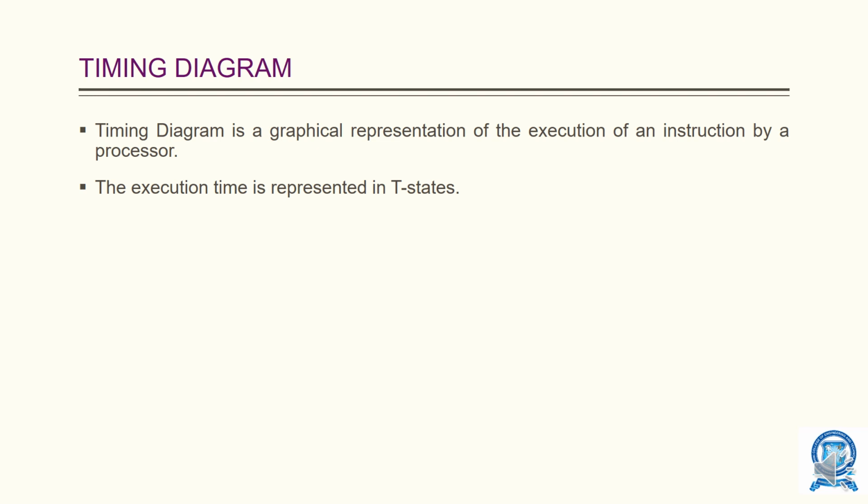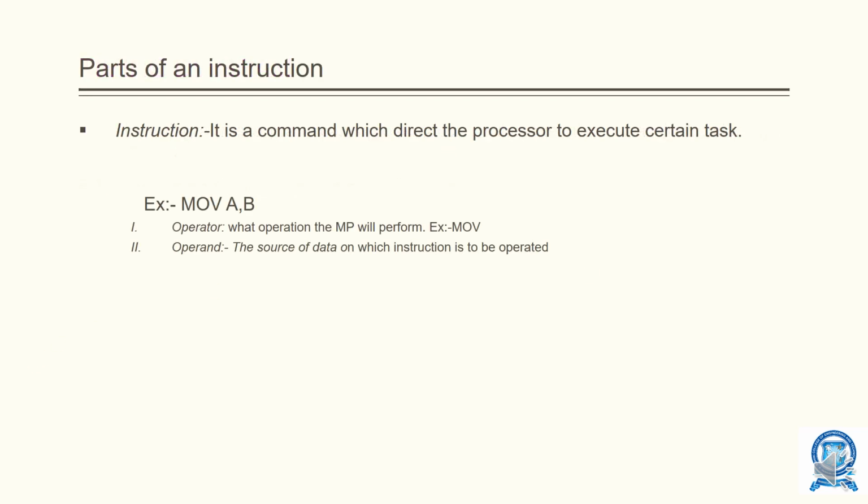Timing diagram: it is a graphical representation of the execution of an instruction by the processor. The execution time is represented in terms of T states. Before moving to the timing diagram, first let us discuss the parts of an instruction. An instruction is the command which directs the processor to execute a certain task. Example, MOV A, B. Here the operator is MOV and the operands are A and B.